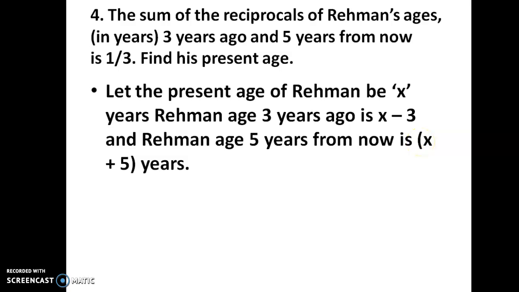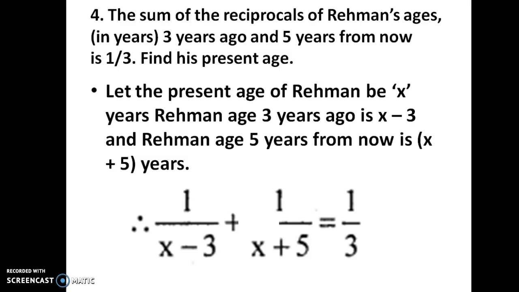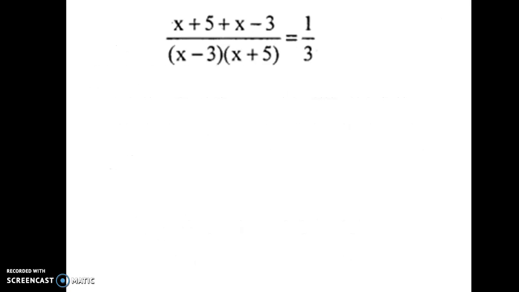So put it in the reciprocal. Reciprocal means 1 by. Okay, 1 by x minus 3. Sum of they have given. So write it as plus 1 by x plus 5 equal to 1 by 3. It is given in question. So that's why I am getting 1 by 3 here. So from the question we have to write the equation. Then we have to change it into the quadratic equation. So how we did last problem, same way.